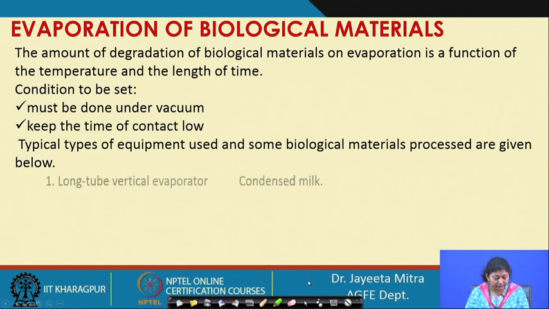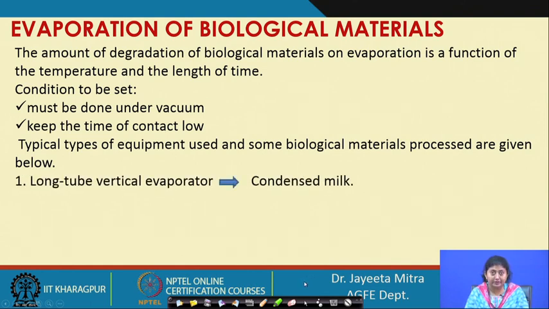So, we can see a few equipments that are used for biological material. One is the long tube vertical evaporator, that is specifically used for condensed milk. The reason is that as the milk becomes concentrated while coming down, heat transfer will be difficult. And because of the high viscosity, mobility is also a problem. That is why we use the long tube vertical evaporator for them.